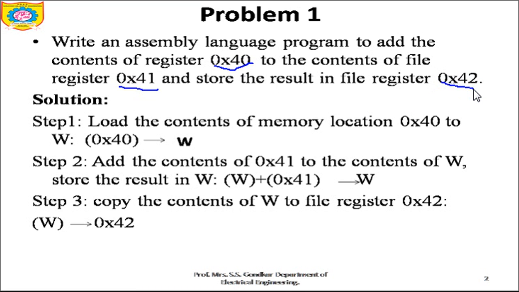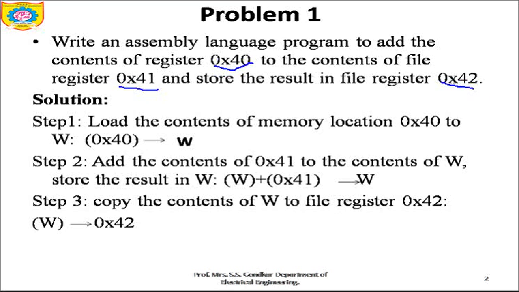Okay, so firstly, I would like to tell you the steps involved in finding the solution. Read the statement very carefully whenever you attempt problems. Firstly, we are supposed to write an ALP. ALP stands for Assembly Language Program. For what are we supposed to write the program? For addition. Second thing is clear: add the contents of register 0x40 to the contents of file register 0x41, and finally the result is to be stored in 0x42.